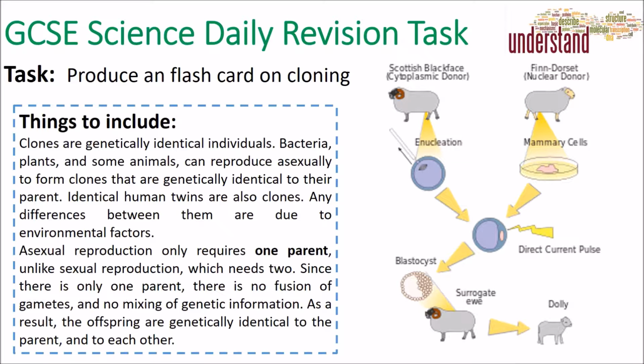Right, clones are genetically identical individuals. Bacteria, plants and some animals can reproduce asexually to form clones that are genetically identical to their parent. Asexual reproduction only requires one parent, unlike sexual reproduction that needs two. So since there is only one parent, there is no fusion of gametes and no mixing of genetic information.